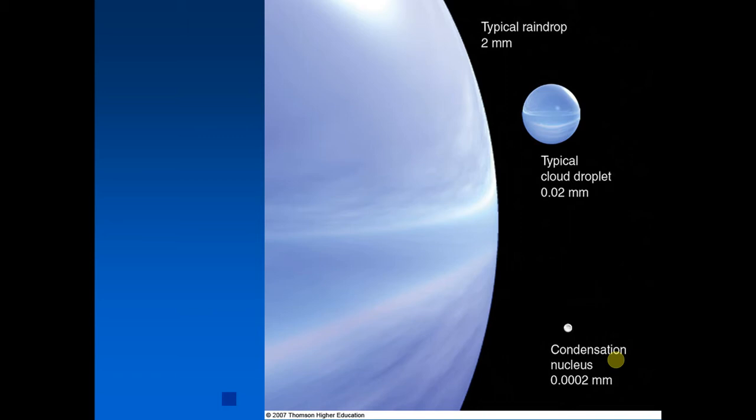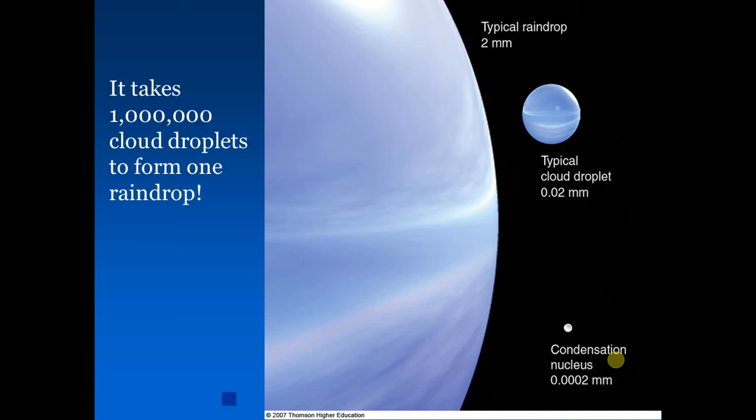If you remember your geometry from Algebra 2, you'll remember that the volume of a sphere is 4/3 pi r cubed, r being radius. The radius is just half the diameter, so if the diameter of a raindrop is 100 times that of a cloud droplet, the radius is 100 times that of the cloud droplet. So that means the volume of a raindrop is, on average, 1,000,000 times the volume of a cloud droplet. Therefore, it takes 1,000,000 cloud droplets to form one raindrop.